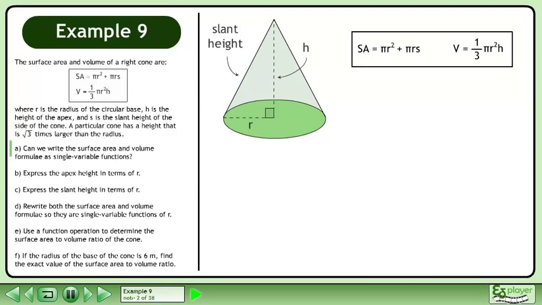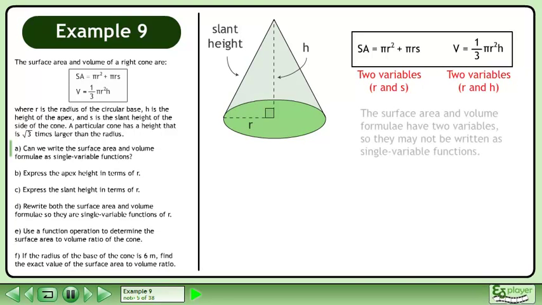Let's inspect the variables used to calculate surface area and volume. The surface area formula has two variables, r and s. The volume formula has two variables, r and h. The surface area and volume formulae have two variables, so they may not be written as single variable functions.